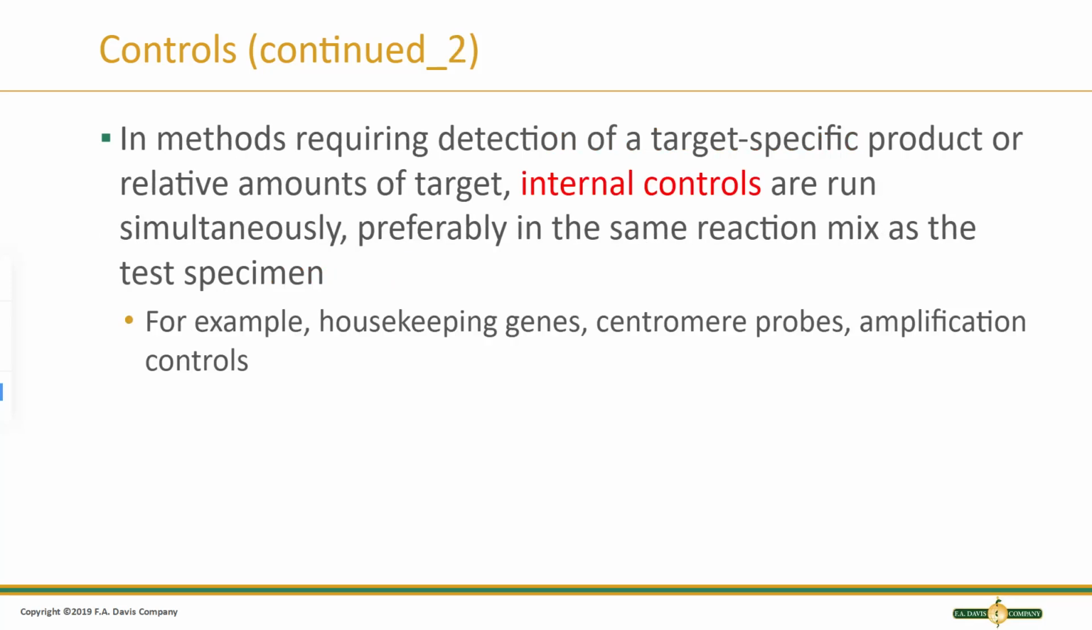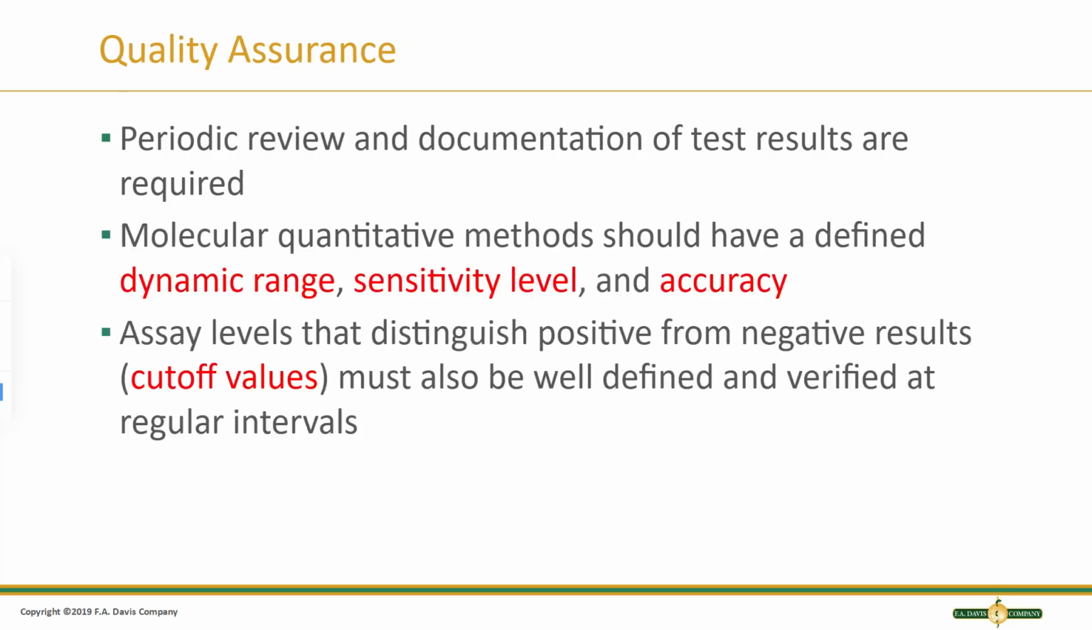In methods requiring detection of a target-specific product or relative amounts of target, internal controls are run simultaneously, preferably in the same reaction mix as the test specimen. For example, housekeeping genes, centromere probes, amplification controls. For quality assurance, periodic review and documentation of test results are required. Molecular quantitative methods should have a defined dynamic range, sensitivity level, and accuracy. Assay levels that distinguish positive from negative results, or cutoff values, must also be well defined and verified at regular intervals.